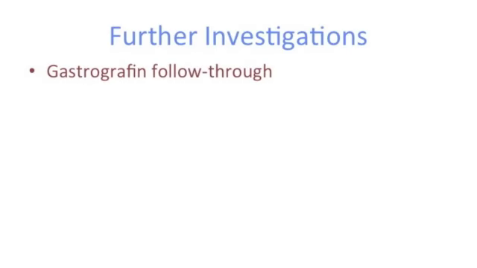What further tests can we do for patients with small bowel obstruction? So firstly, there's gastrografin follow through. Gastrografin is a water-soluble contrast that you can give orally in a patient and then take serial abdominal films. And you can follow the gastrografin and see if it goes all the way to the rectum to demonstrate that there isn't a complete obstruction.